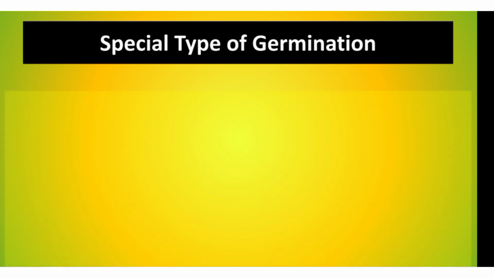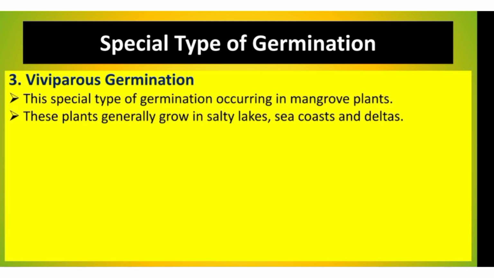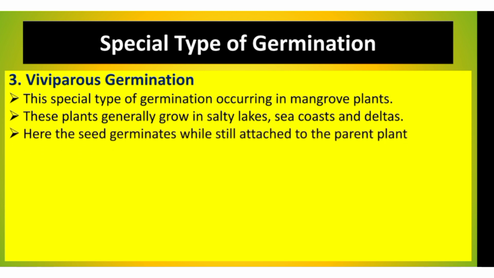So for the special type of germination, we have the third, the viviparous germination. This special type of germination occurs in mangrove plants. These plants generally grow in salty lakes, sea coasts, and deltas. Mangroves can be seen at Surigao, Surigao del Sur, and Surigao del Norte, where the seed germinates while still attached to the parent plant.